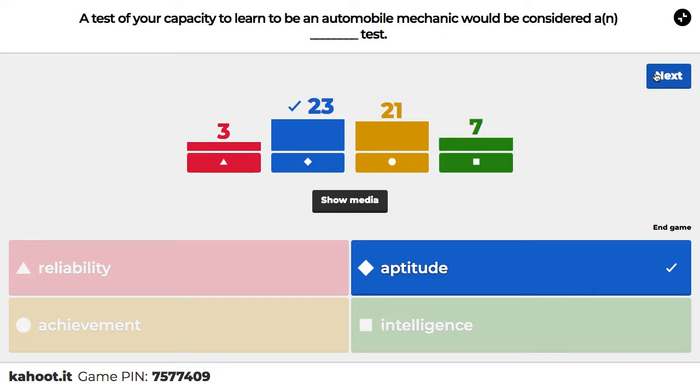Okay. So, aptitude. This is number 72. An achievement test would be he's gone through a course on how to be a mechanic and then he takes the test to show what he's learned. Here it's saying the capacity to learn. That's aptitude. So it's meant to predict how he would do in the future. Showing your capacity for learning to be a mechanic would be the aptitude.